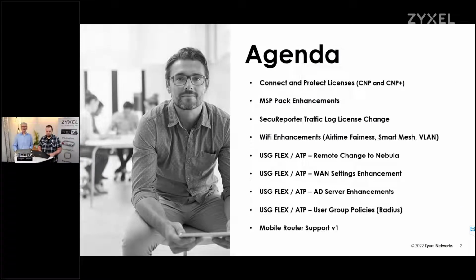Today we talk first about the Connect and Protect licenses. Then we talk about MSP enhancements. There's a lot to discuss. SecuReporter licensing, a bit easier and more straightforward. Wi-Fi enhancement, and then a bunch of information about the USB Flex and the mobile router integration into Nebula. For everybody joining, if there is any question, please use the question window at the lower right of your screen. There, it should be possible to see that.